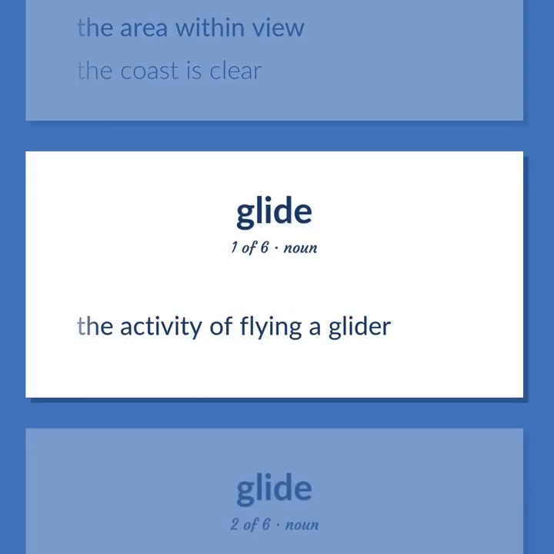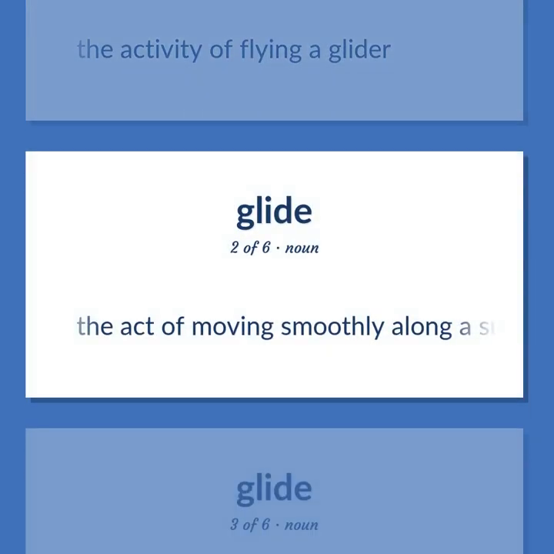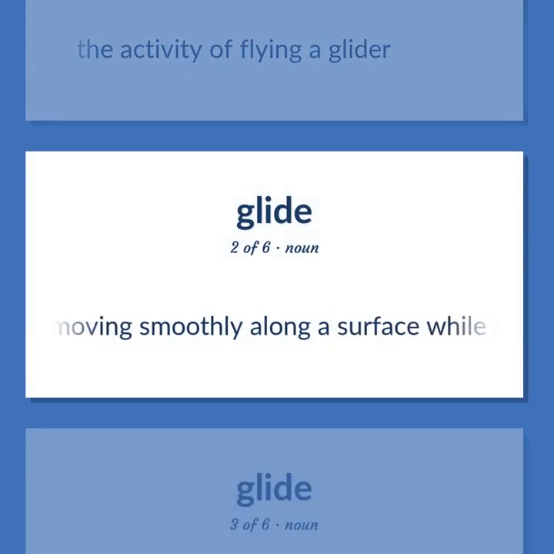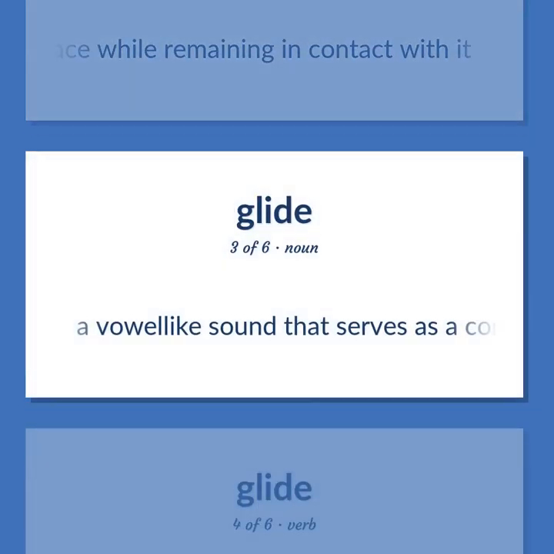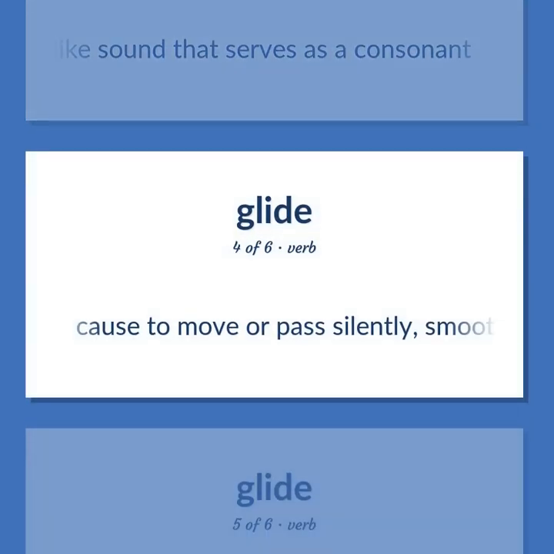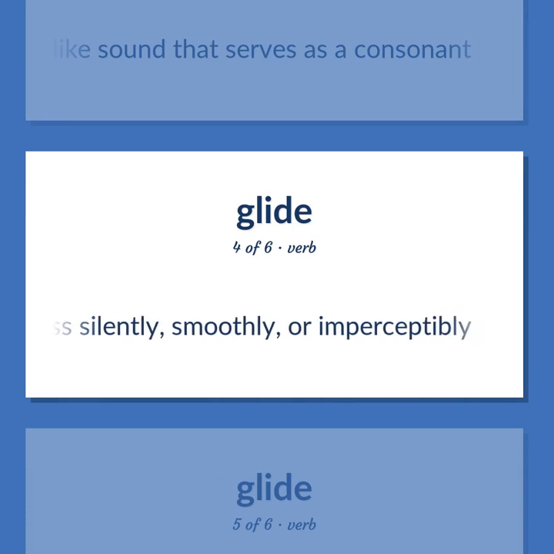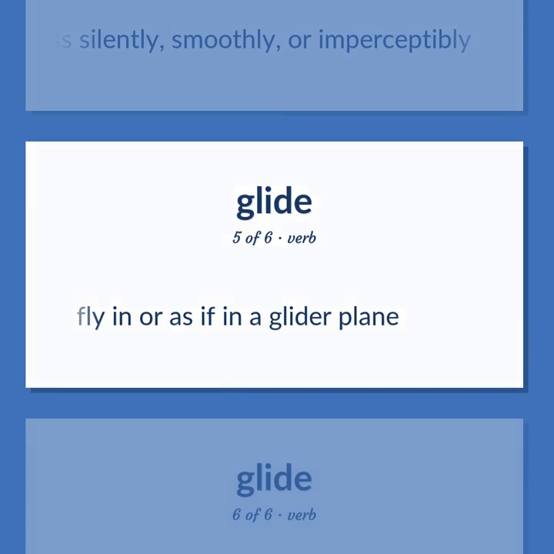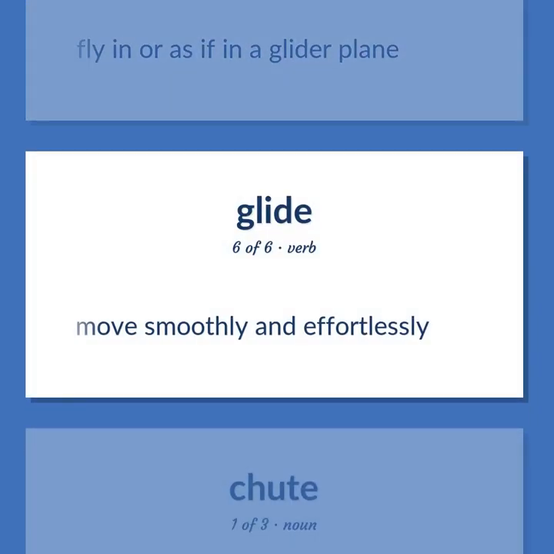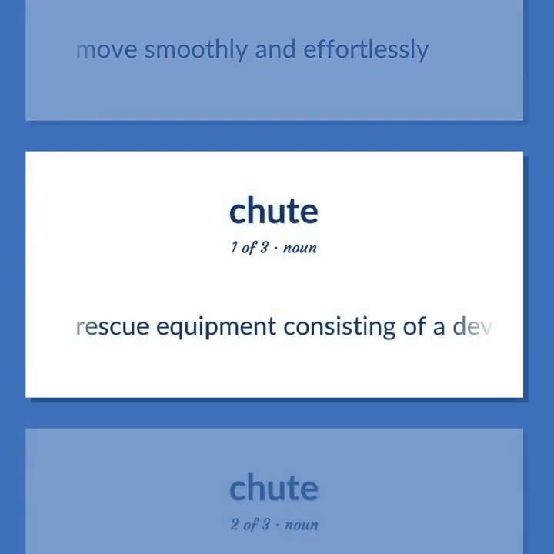The activity of flying a glider. The act of moving smoothly along a surface while remaining in contact with it. A vowel-like sound that serves as a consonant. Cause to move or pass silently, smoothly, or imperceptibly. Fly in or as if in a glider plane. Move smoothly and effortlessly. Rescue equipment consisting of a device that fills with air and retards your fall.